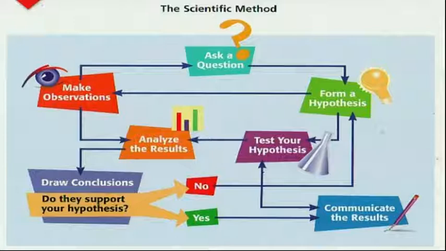So what you see on the screen right now is a diagram of what we call the scientific method. The scientific method can go by a variety of different names: scientific inquiry, a scientific process. It can go by the engineering process, but they're all basically the same thing. They all go through this process that you see on the screen.